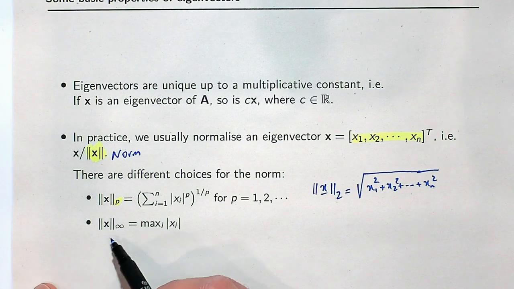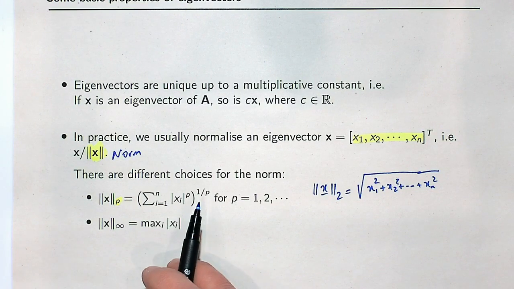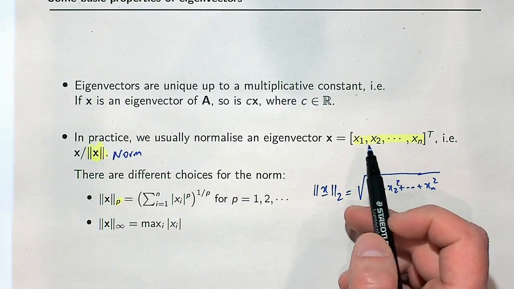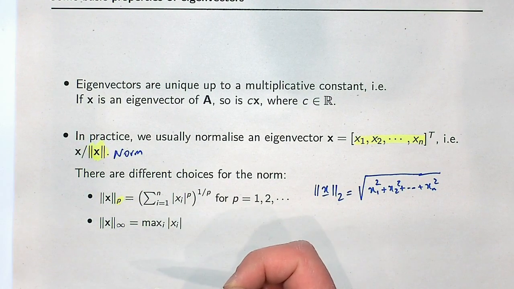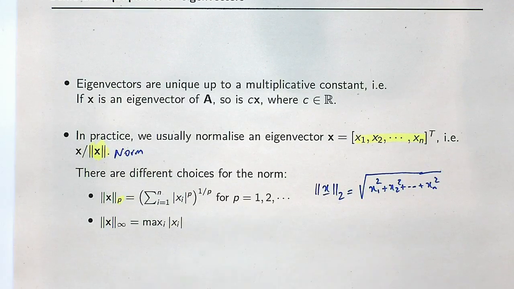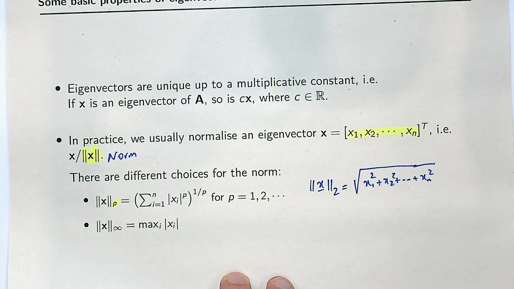And if we say infinity norm, it means that we just find the maximum of the absolute values of the components x1 to xn. In any case, this norm is just a scalar, just one value. We usually do this normalization. We don't have to, but most of the time it's a standard thing.